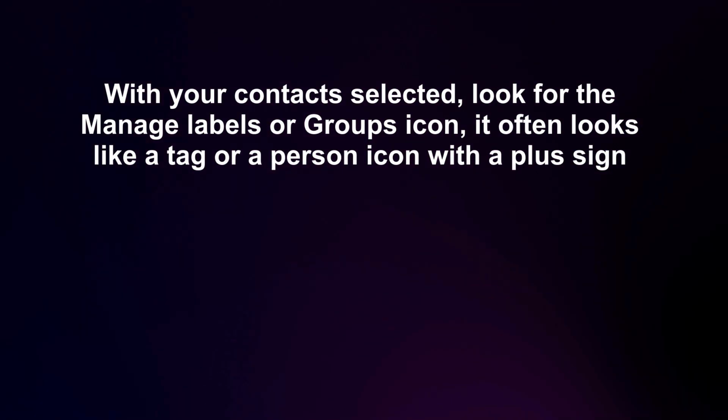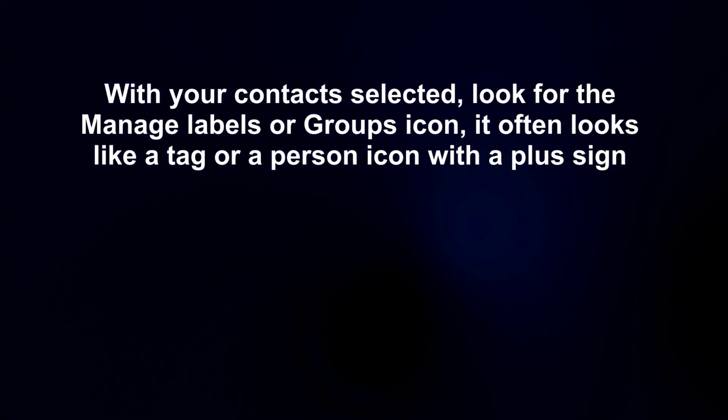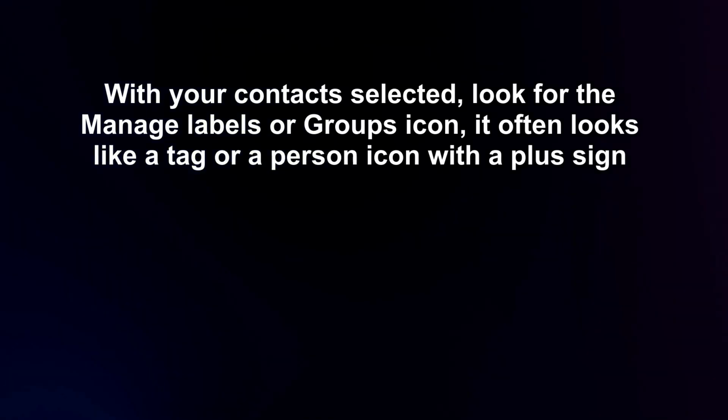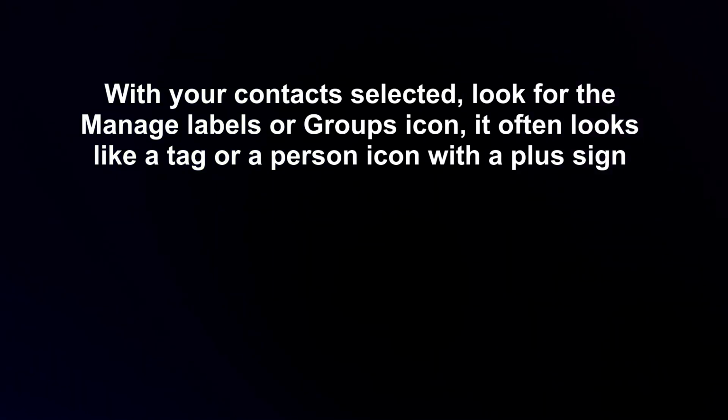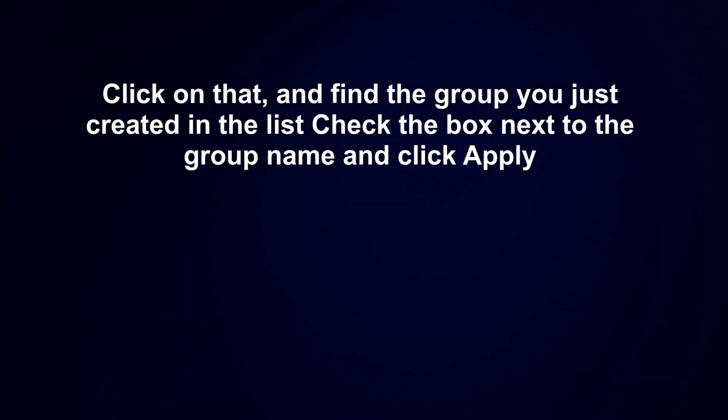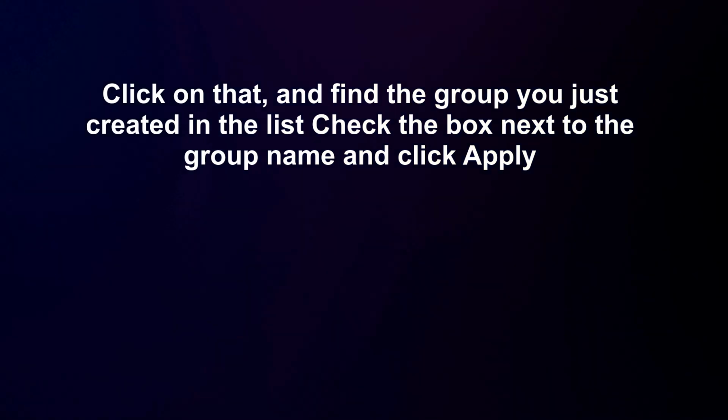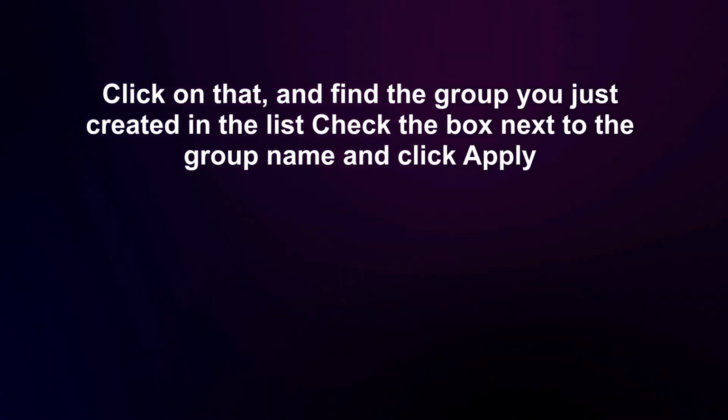With your contacts selected, look for the Manage Labels or Groups icon. It often looks like a tag or a person icon with a plus sign. Click on that and find the group you just created in the list. Check the box next to the group name and click Apply.